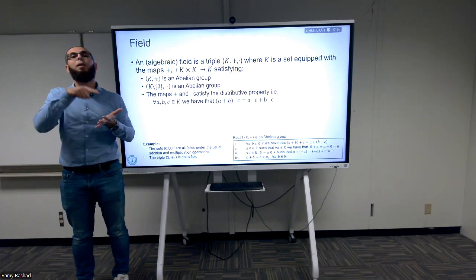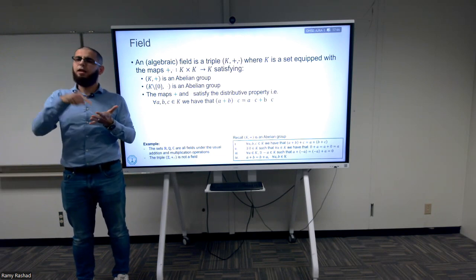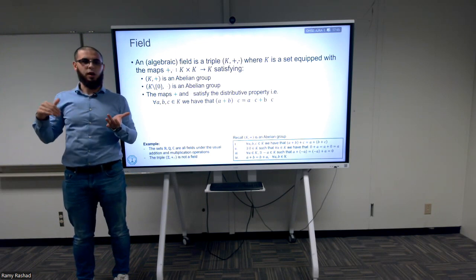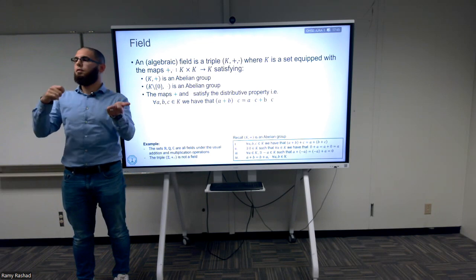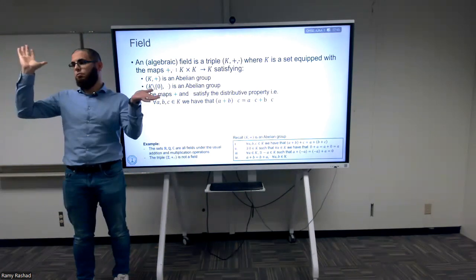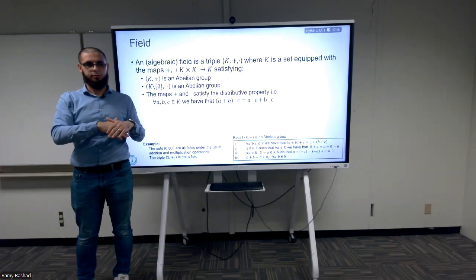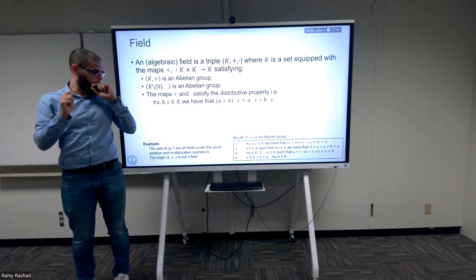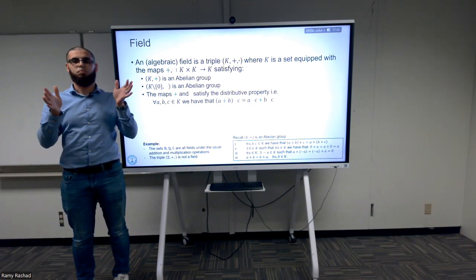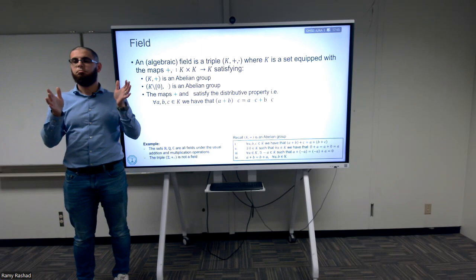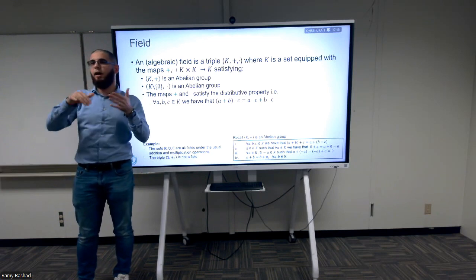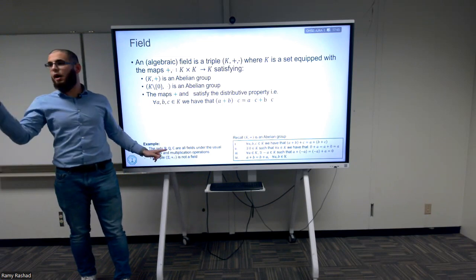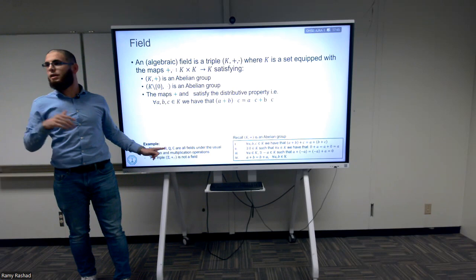What is the multiplicative inverse of 2? 1/2, half. What is the multiplicative inverse of 3? 1/3, and so on. What is the multiplicative inverse of -1? -1. 1 over -1 is -1, and so on. So you know how it works. So R with the normal plus and the normal times that you know is a field.